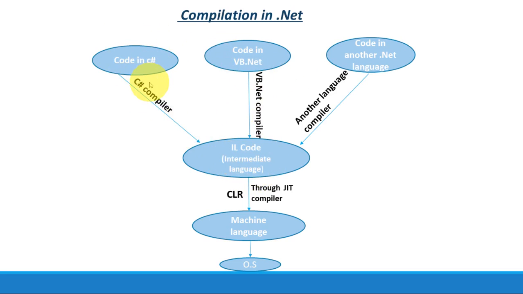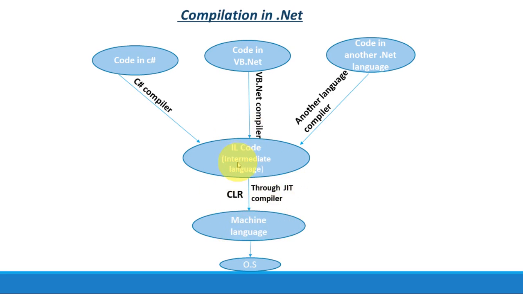Say, C# with the C# compiler into IL code, VB.NET with the VB.NET compiler into IL code, and any other .NET language with its respective compiler into IL code. And this IL code is an exe file which is platform independent. Now, when you run this IL code, it will run with the help of CLR using JIT, the just-in-time compiler, into the machine code.